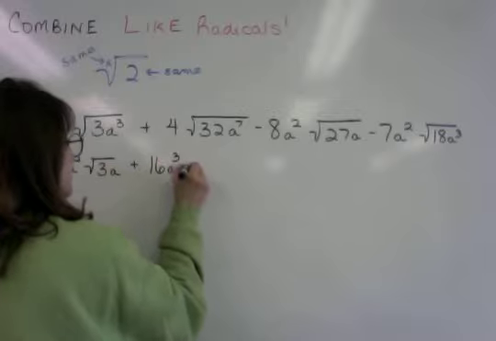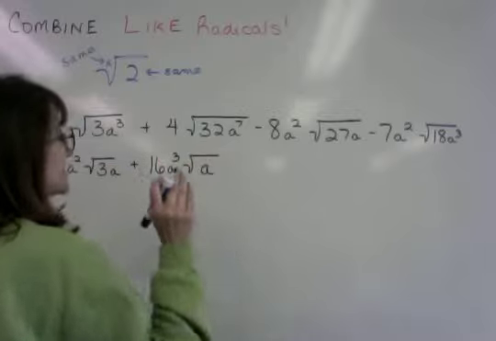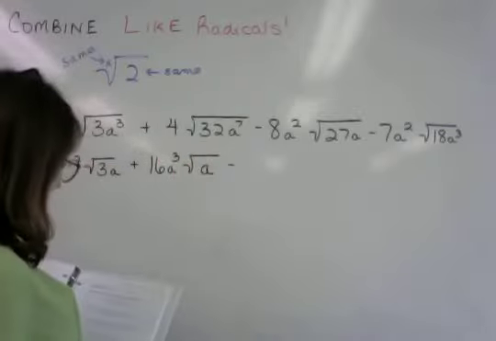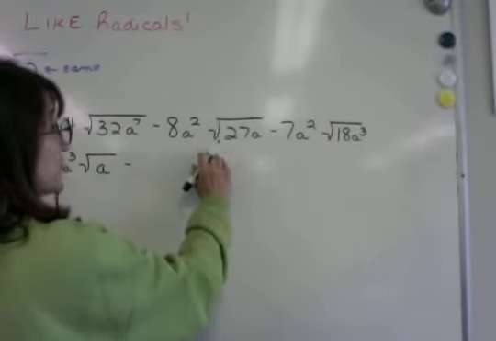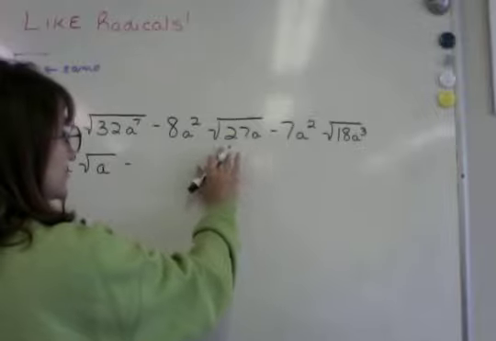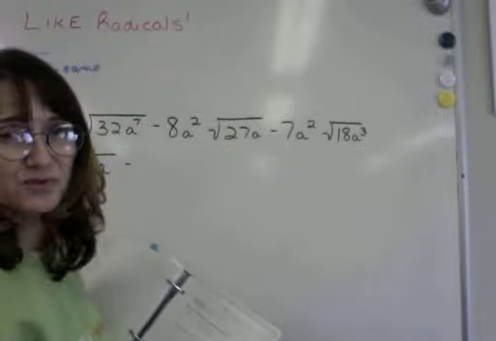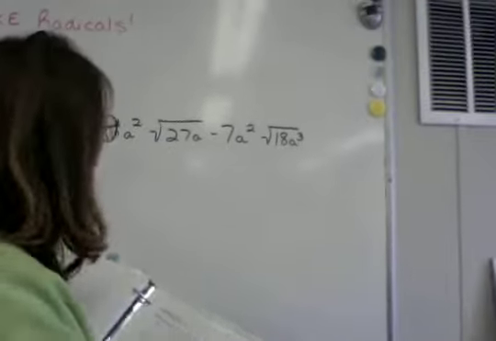16A cubed to the radical of just A. Let's go over here. So remember, we're searching for perfect squares. This one's going to be easier than the 2 we've dealt with.